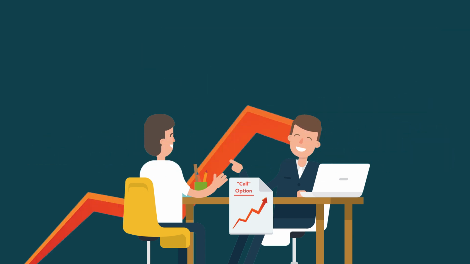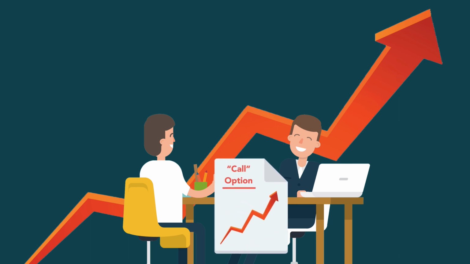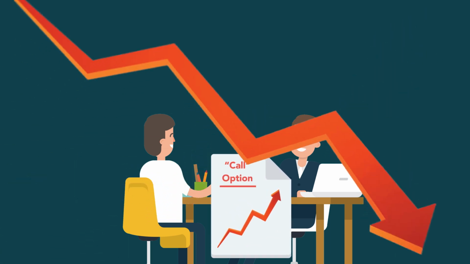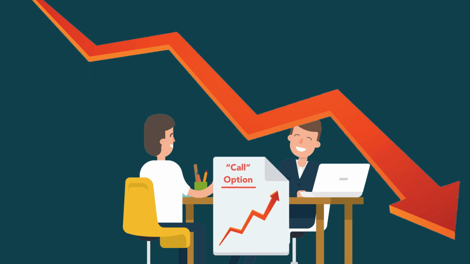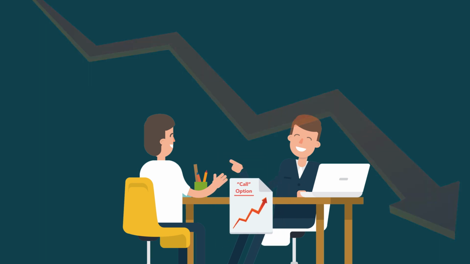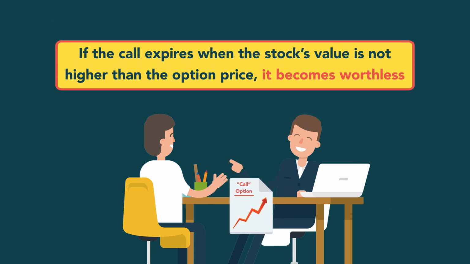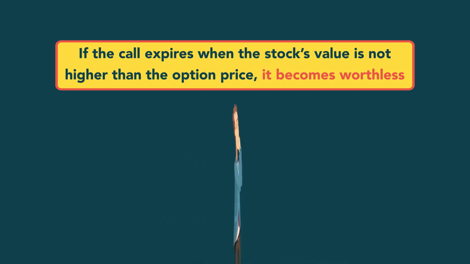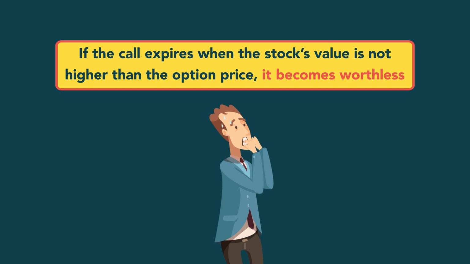As the value of the underlying stock rises, the value of the call option rises. Conversely, as the value of the underlying stock falls, the value of the call option falls. Note that if the call expires when the stock's value is not higher than the option price, it becomes worthless. As such, options are considered high-risk investments.